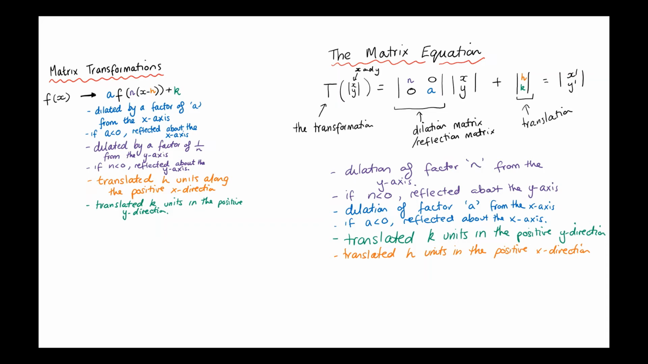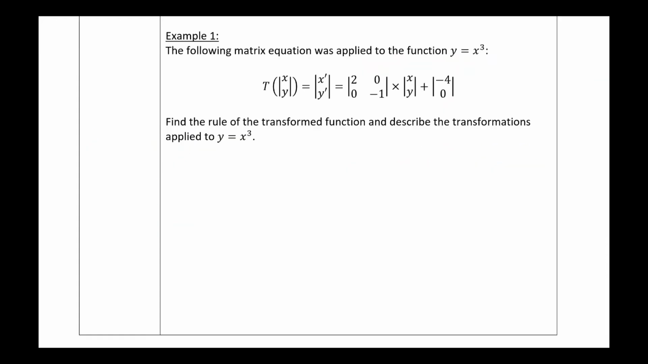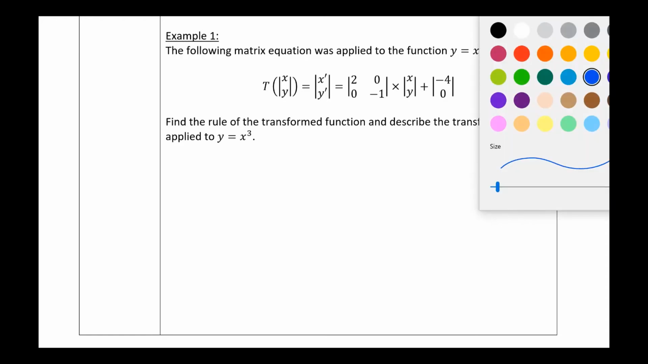So I'll give you a matrix equation and we'll try and find the sequence of transformations that it represents. So in this example, we're given the following matrix equation and we're saying that it was applied to the graph y equals x cubed. Now, we're asked to find the rule of the transformed function, so we need to actually find the rule and describe the sequence of transformations. Now to do this, I'm actually going to describe the sequence first. So let's look at what we see very initially.